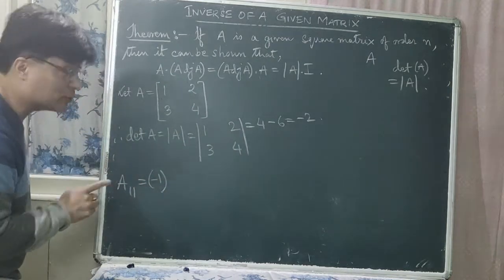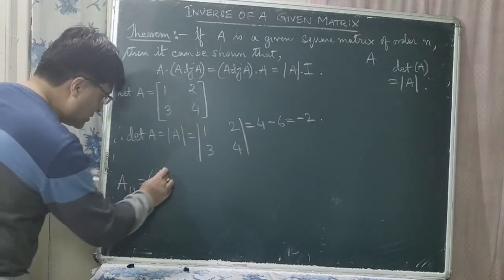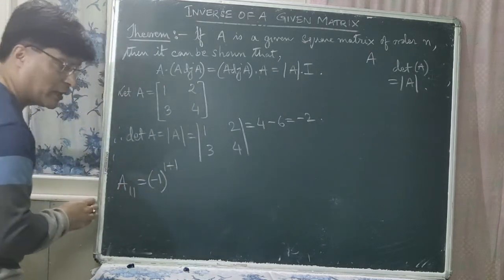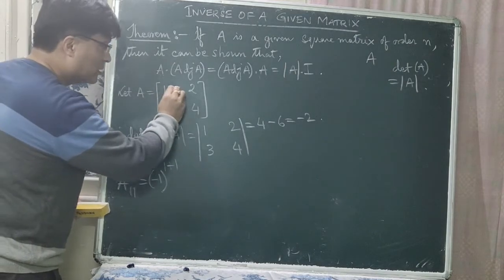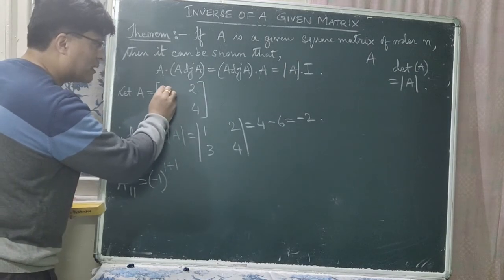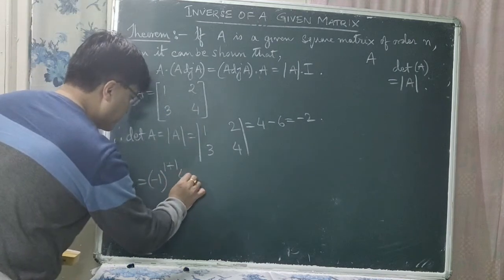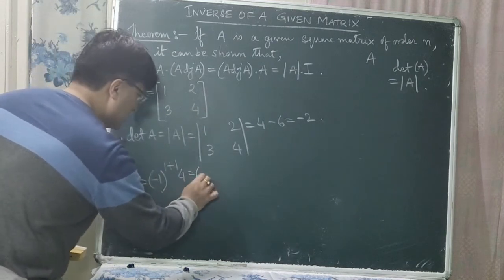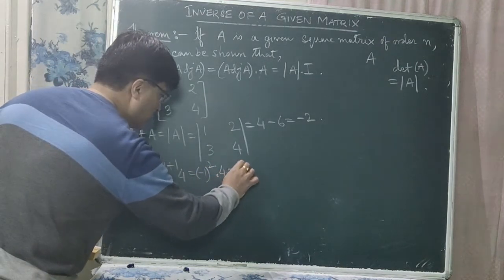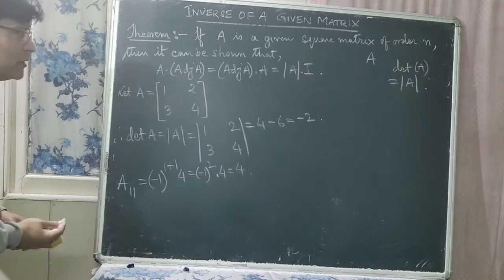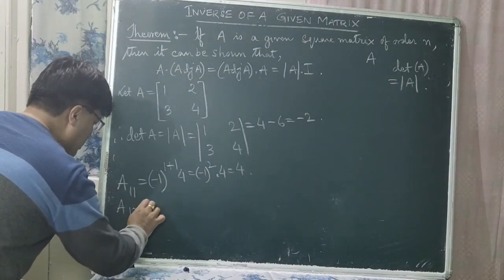You have to consider the sign also in order to get the cofactor. Minus 1 whole to the power, since 1 is given here, 1 plus 1. Now delete the row and the column through this element 1, that is first row and first column are deleted. What do we get? 4. So this is minus 1 whole square into 4, which is equal to 4. You know this, right?